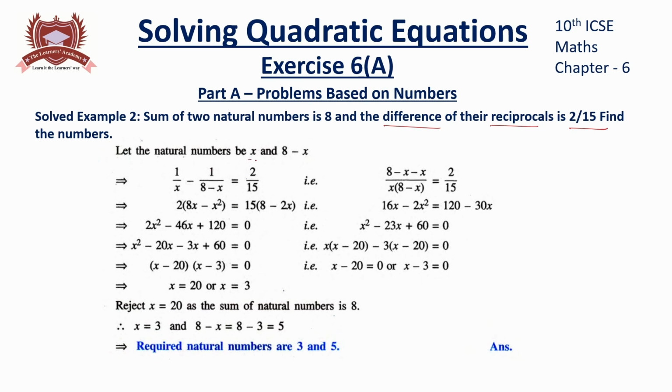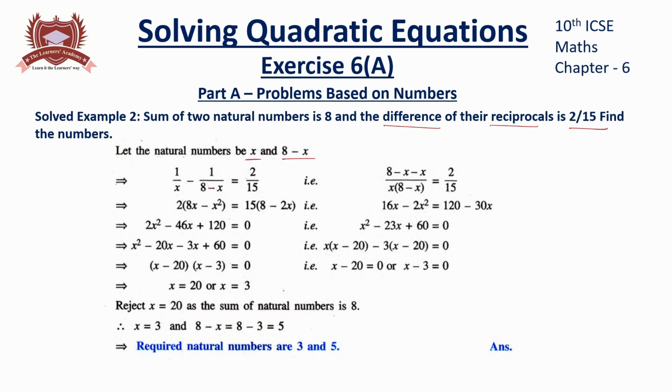So we have the first number. If I consider first number as x, then the second number would become 8 minus x. So from the given condition, the reciprocals would be, so reciprocal of x will be 1 upon x, and reciprocal of 8 minus x will be 1 upon 8 minus x. It would be equal to 2 upon 15.